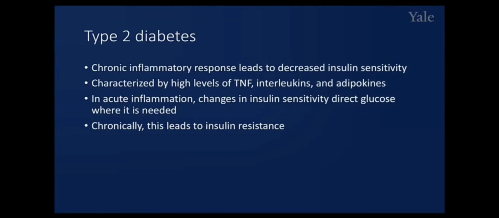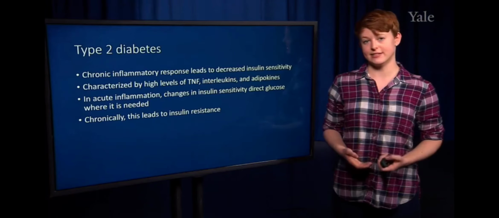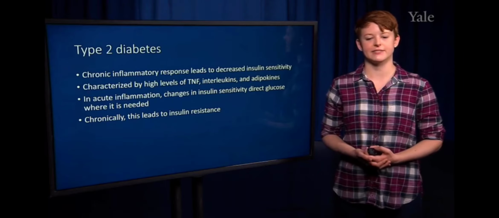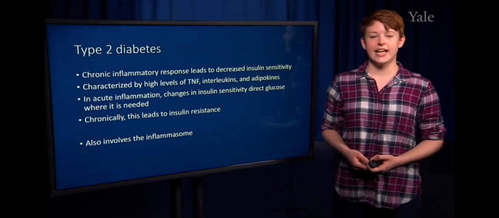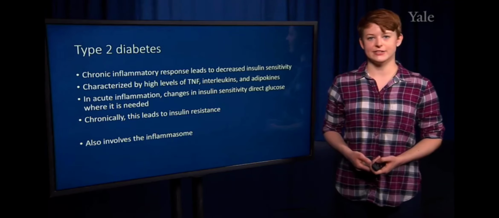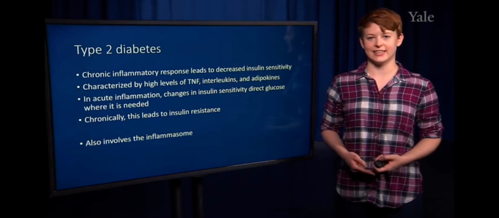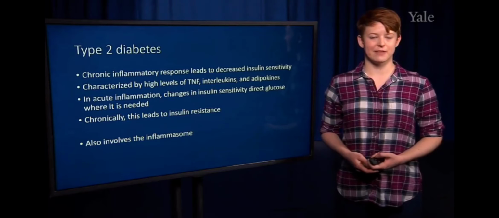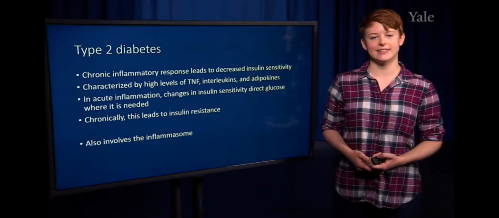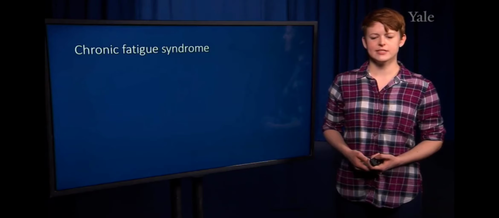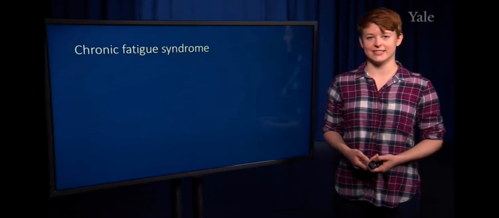However, when this cannot be changed, this altering of insulin sensitivity by skeletal muscle continues for a long period of time. This leads to systemic insulin resistance. And this can also induce the inflammasome, which again leads to a positive feedback mechanism of release of additional inflammatory cytokines. So finally, we'll talk about chronic fatigue syndrome.